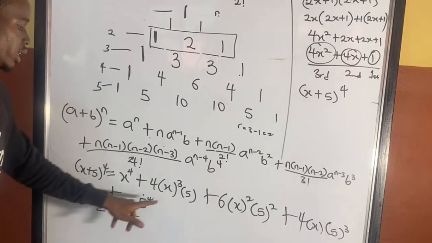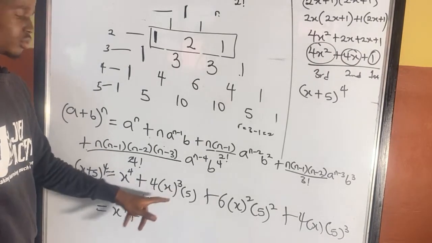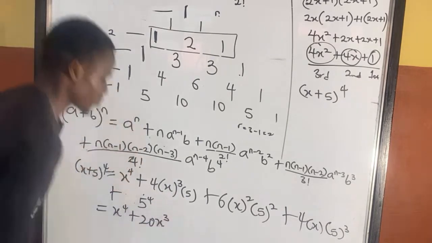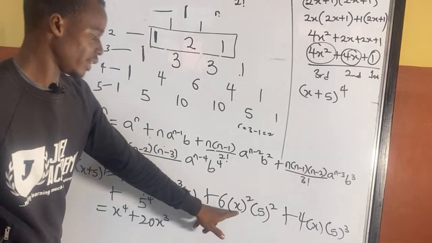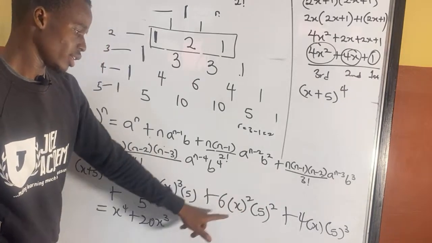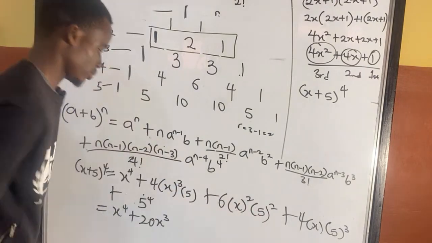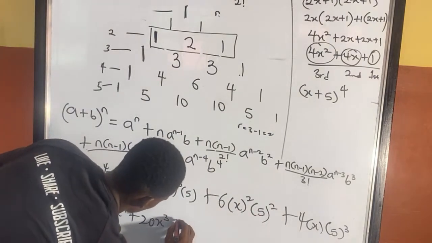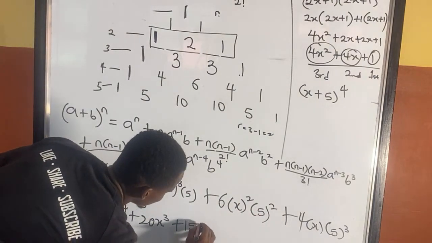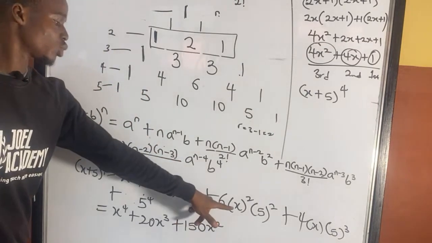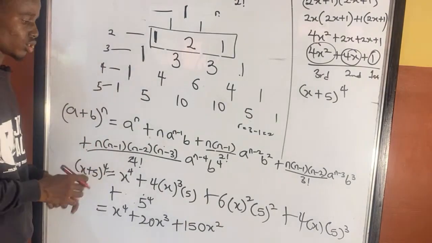So that's it. And then in order for us to simplify, we have x raised to the power of 4 plus x raised to the power of 3 is what? x cubed. 4 times 5, 20x cubed. Right? So now we have x raised to the power of 2, x squared. 5 raised to the power of 2, 25. 25 times 6, 150. x squared. Now don't forget this. You have to be meticulous in your work.